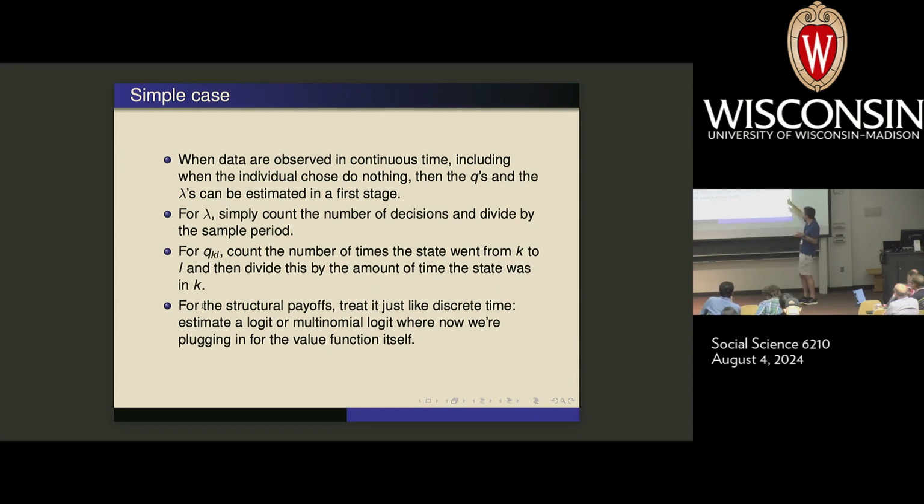KL: count the number of times the state went from k to L, and divide this by the amount of time the state was in k. Okay? So it's actually really simple to do in that case.